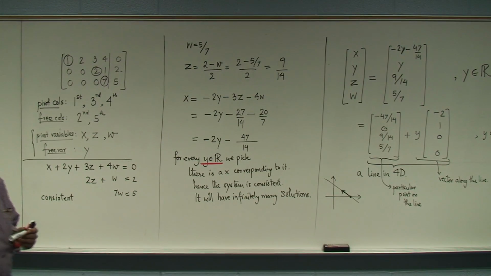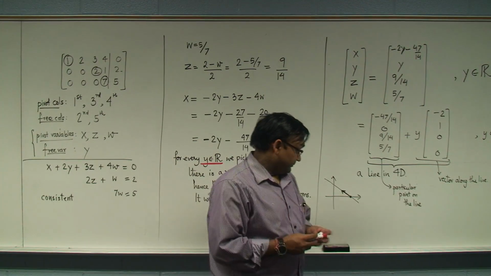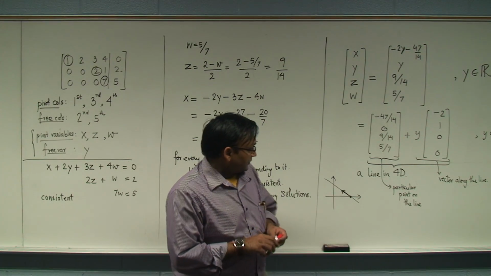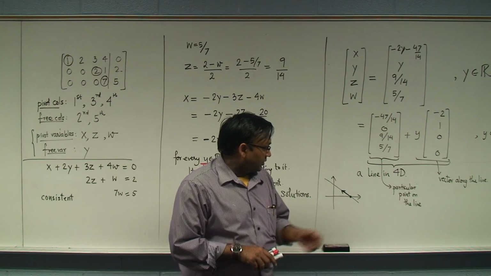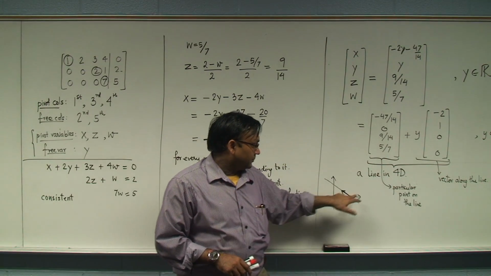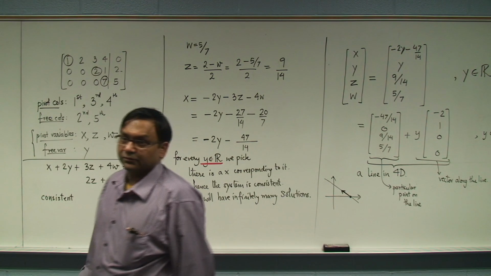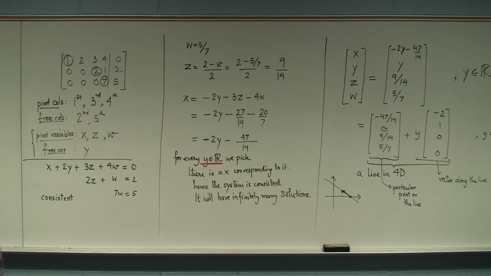So I know a point on the line and I know a vector along the line which will help me travel on the line. Now, those of you who might have taken differential equations might have heard of some terminology called a particular solution and a homogeneous solution. This is what we call a particular solution, and this vector along which we are trying to move will be called the homogeneous solution.